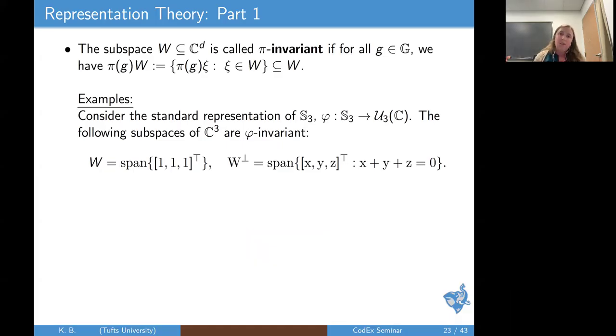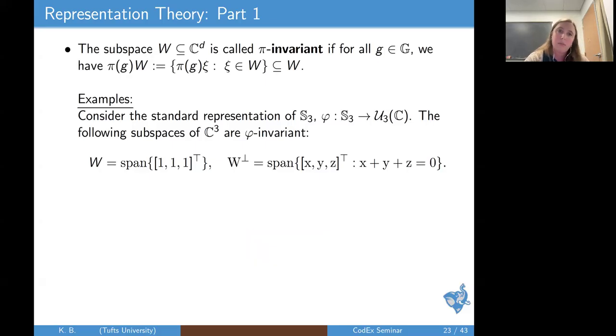Representation theory has these unitary representations. So one question then is, can we figure out what the fundamental building blocks of representations are? Sort of like we can decompose groups, we can decompose representations. So we need a little bit of background for that.